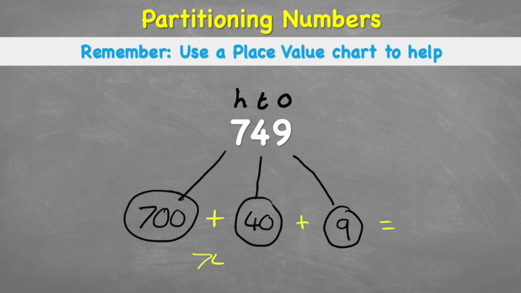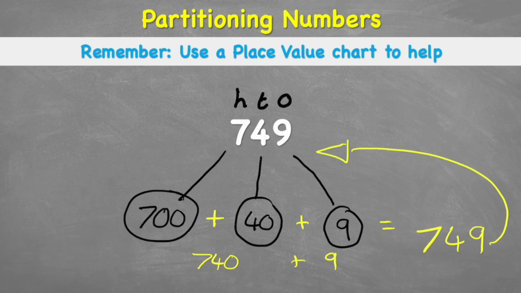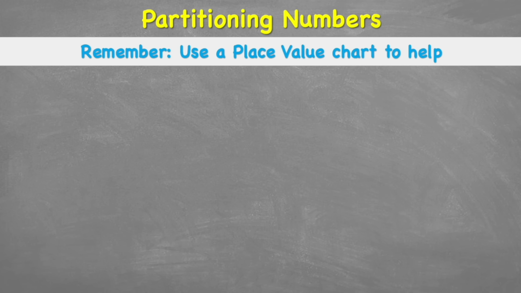700 plus 40 is 740, 740 plus my 9 equals 749. Is that the same answer? Yes, it is. We've done it correctly again. Okay, let's have a look at a real challenge. Let's have a look at a big number like 252,512. Whoa. Can we even partition a number like this? Well, yeah, it's just going to take a little bit longer.